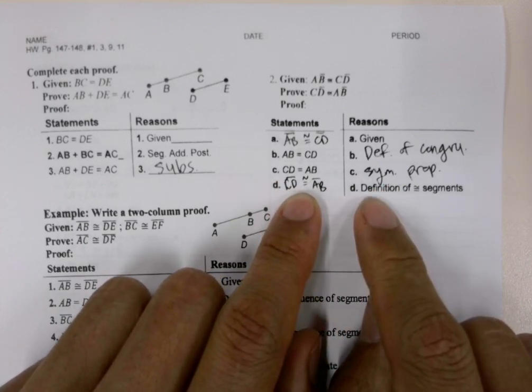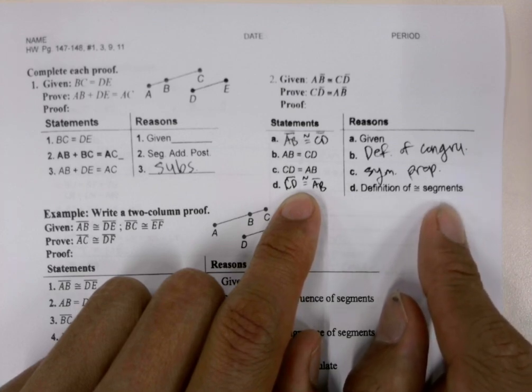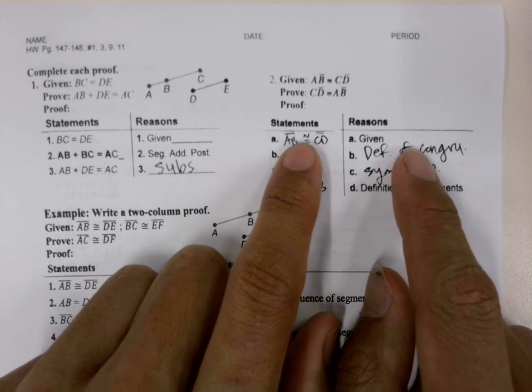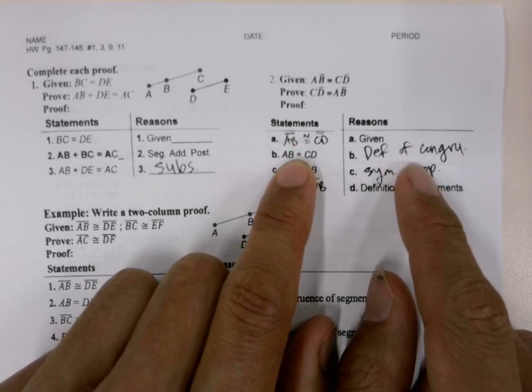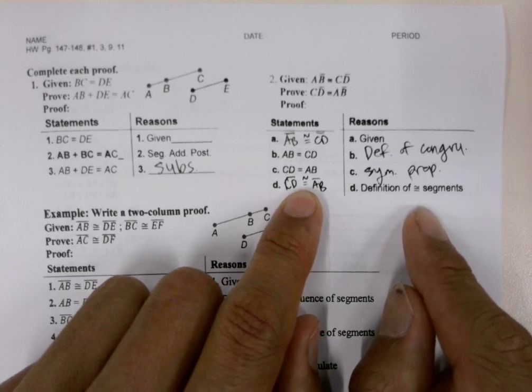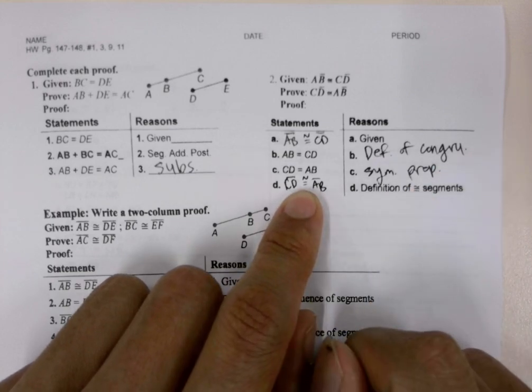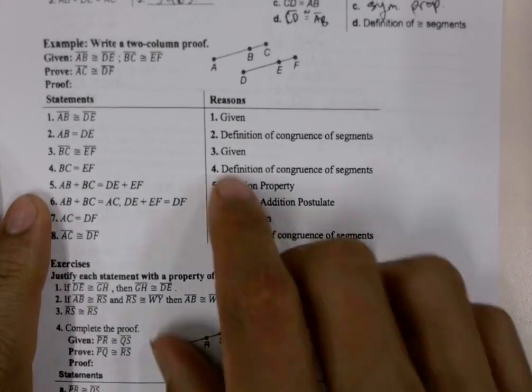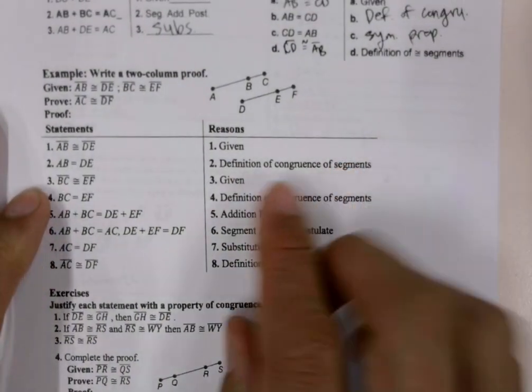So the definition of congruent segments is going to allow us to go from congruency statements to equal sign, and then go from equal sign back to congruency statements. It's always going to be definition of congruence. Okay? All right. So I guess we're here, so why don't I go over this example while we're here.